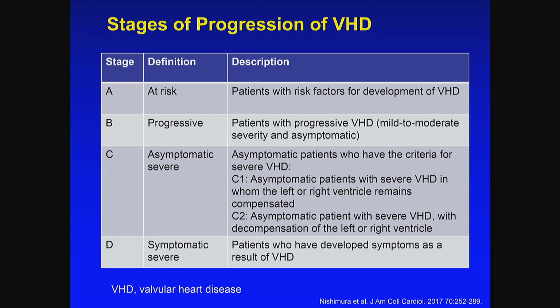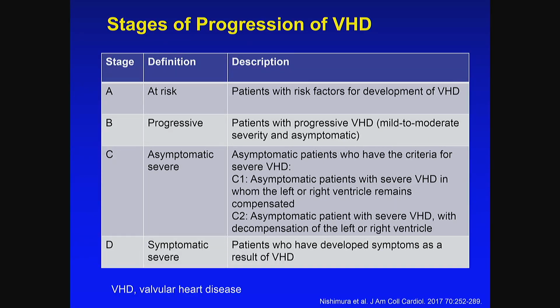With that anatomy of the valve, it's important to emphasize the stages of progression of valvular heart disease. Now, these stages apply to all valvular heart disease, not just the mitral valve, but it's a good framework for having a conversation about valve problems. Stage A are patients at risk for developing valvular heart disease. Stage B have progressive, mild, or moderate stenosis or regurgitation of a valve, but are asymptomatic.